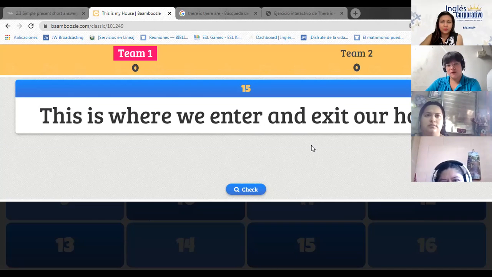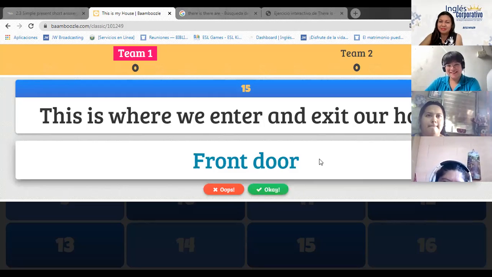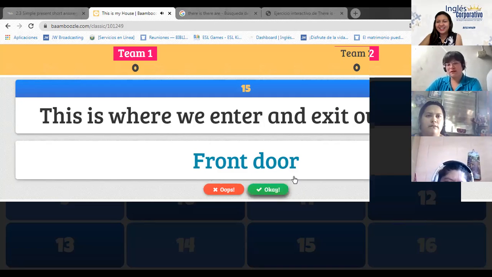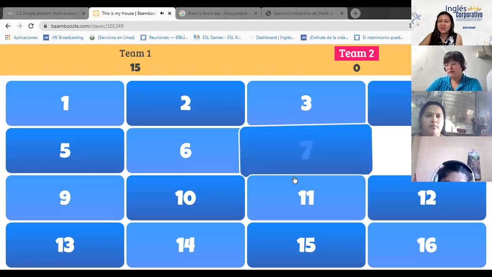This is where we enter and exit our house. Maybe living room? Okay, this is the part of the house where we enter, and we go out, or we exit out of the house. Door? The door. Let's check if it's correct. Yes, it's the front door, the door. Excellent. Okay, Tatiana Barrera, you are next.